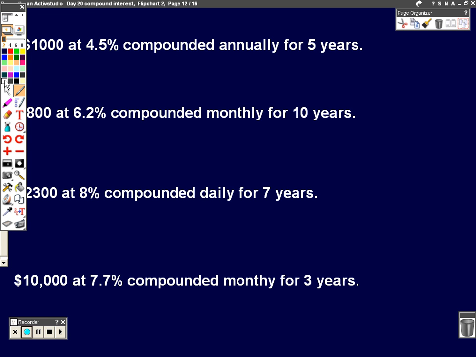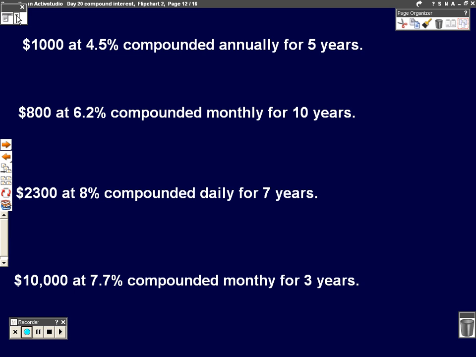So here we go. We've got our initial amount. We need to identify what is our principal. So we need to identify what is P, what is R, what is T, and what is N, our number of compounding periods. So I'm just going to write those different letters underneath each. So we have $1,000, and at 4.5% interest, and it's compounded annually for 5 years. I want to know how much money I will have.